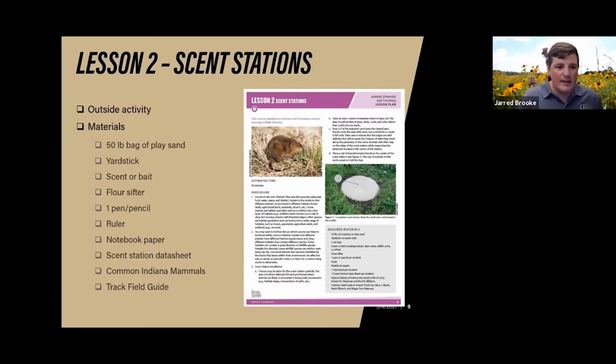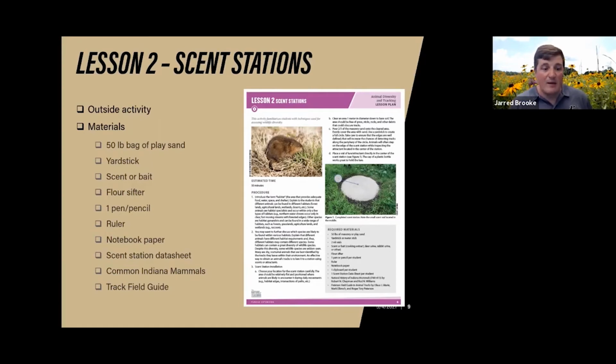And this is really an outdoor activity. It does require a fair amount of materials, but they're all materials that you can easily find at your local hardware store, local home goods store as well. So what you'll need is a 50-pound bag of sand, a yardstick, scent or bait.